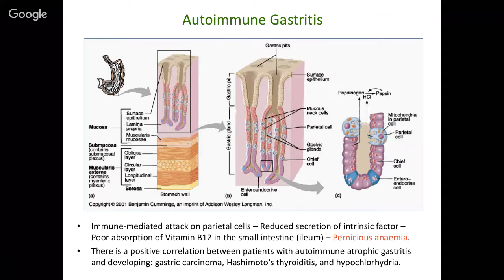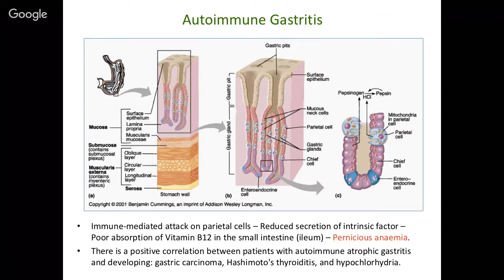Just a quick note on autoimmune gastritis. Again, a brief bit of anatomy and histology revision. In autoimmune gastritis, you have an immune-mediated attack on the parietal cells. The parietal cells do 2 things, which are both mentioned on the slide, so I won't ask them. One of them is they secrete hydrochloric acid. That's important because the chief cells secrete pepsinogen, and the hydrochloric acid is needed for the pepsinogen to be converted into pepsin.